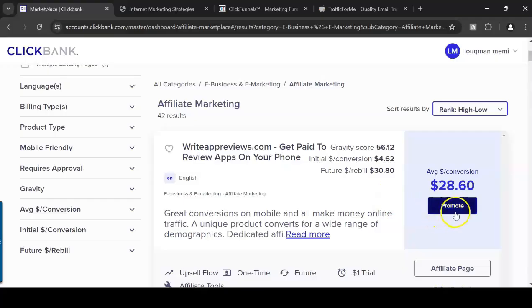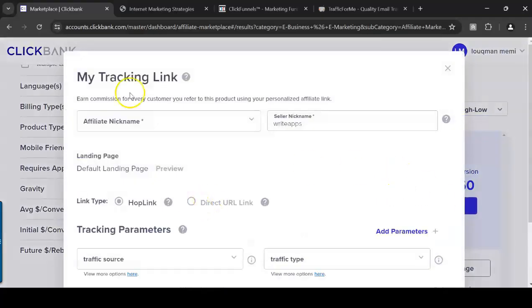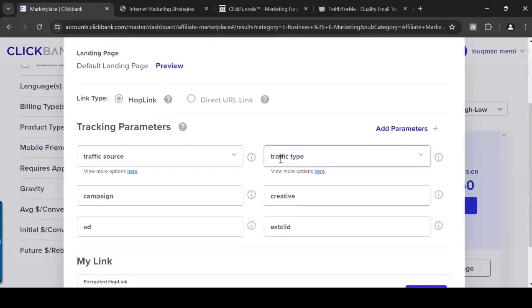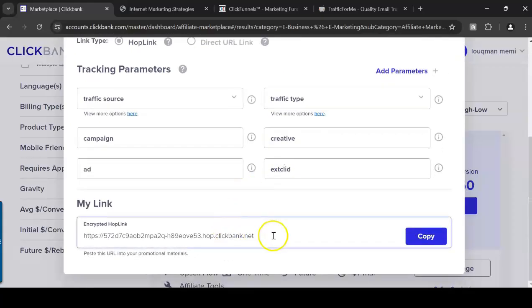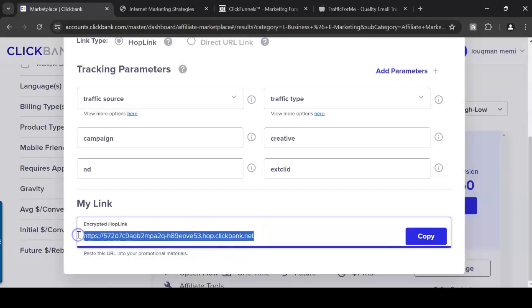So if I want to promote this product, I'm just going to click on this promote button. I'm going to enter my nickname, which is my username. I'm going to scroll down, and ClickBank is going to give me this long link. Now this is where I'm going to drive my people. So I'm going to promote this long link.